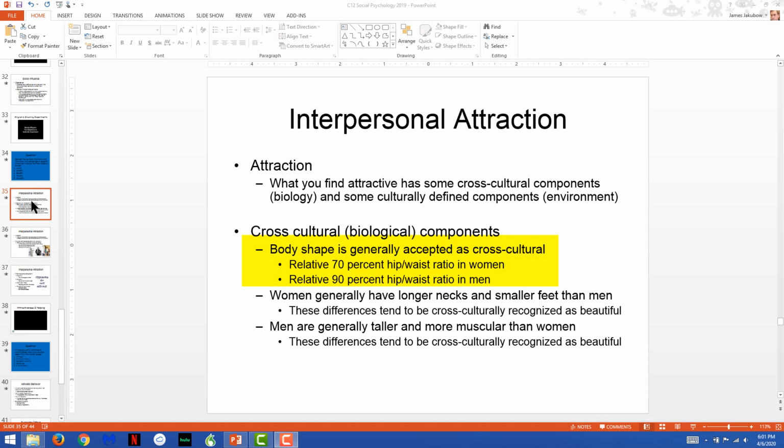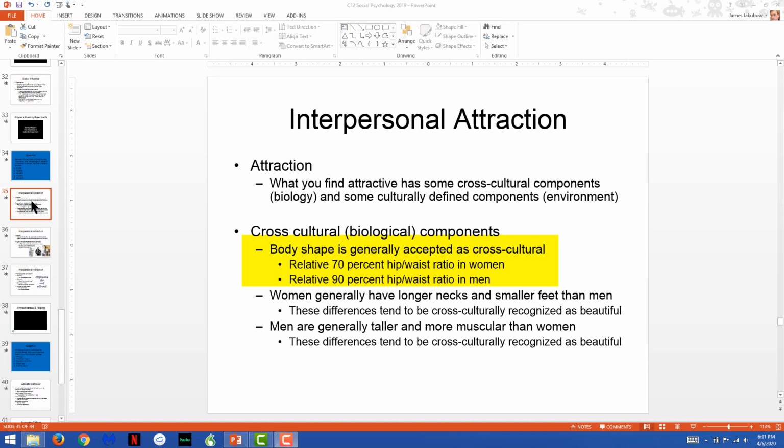So women tend to have longer, thinner necks than men. Men generally prefer longer, thinner necks. Of course, this is not a guarantee 100% of the time, but when you look cross-culturally, a statistical average would indicate that this is the case. Women have smaller hands, smaller feet. Both of those tend to be identified as characteristics of beauty in men in general.